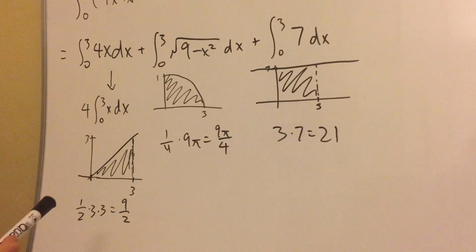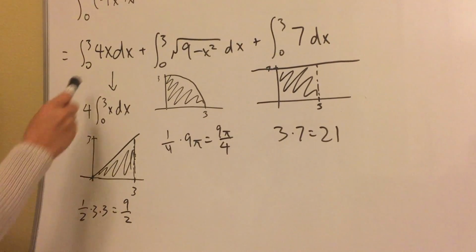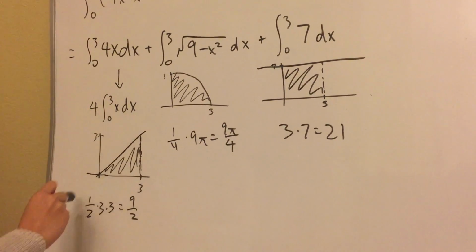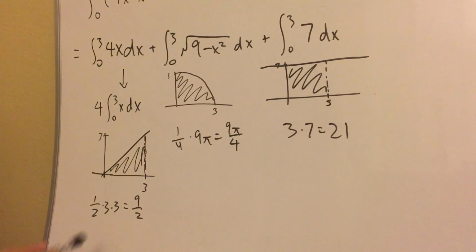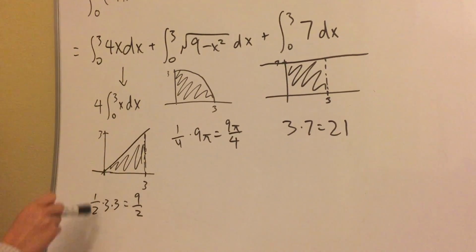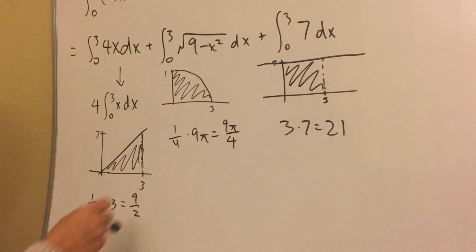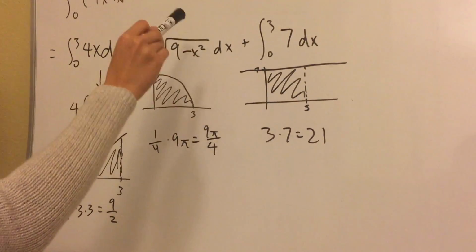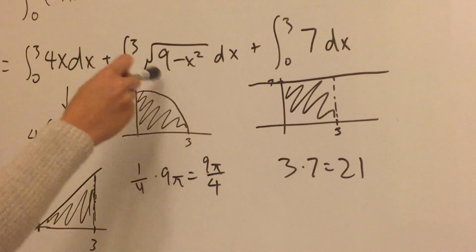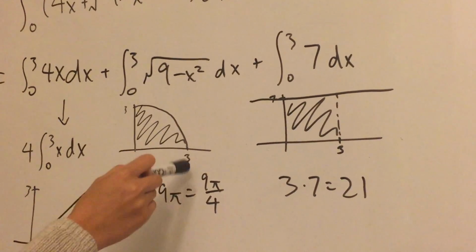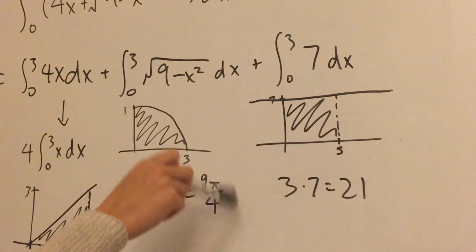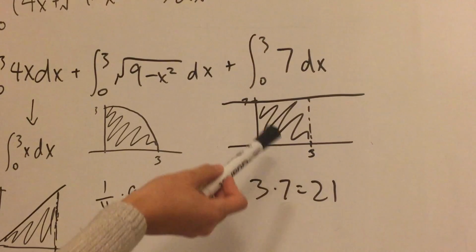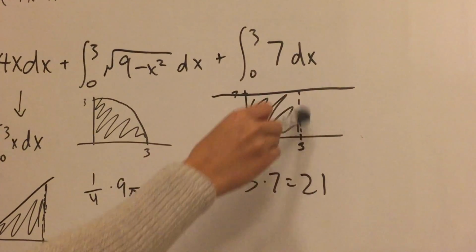And so now we can solve the problem by finding the areas of each of the individual functions. So for this, we can use x instead. It would form a triangle, and it would be 1/2 times 3 times 3, which gives us 9/2. And then over here we have this function is a circle, but since we're going from 0 to 3, we have a quarter circle, and that gives us 9 pi over 4. And then over here it's just a rectangle because the line's 7, and then from 0 to 3.